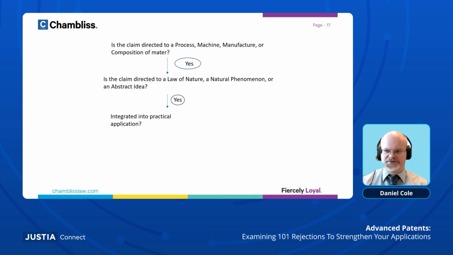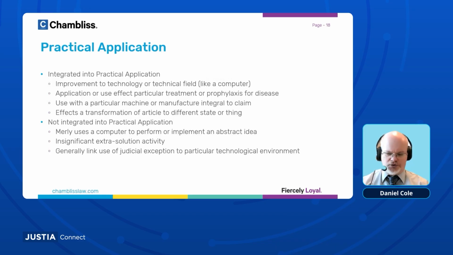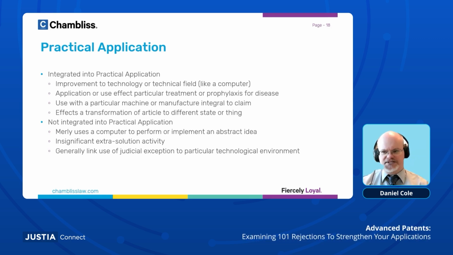Okay, so you've got this 101 exception. What do you do about it? The important thing here is, have you integrated it into a practical application? This is the new 2019 thing added by the Patent Office. This is pretty important because, as we'll talk about, you're not looking at whether what you're doing is obvious or non-novel. So you can maybe get around 101 a lot easier than you would in the past. That's also where we run into problems with how courts might define these.